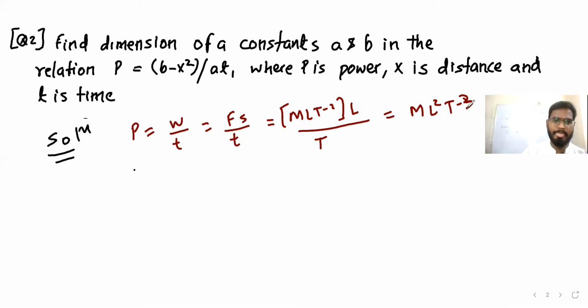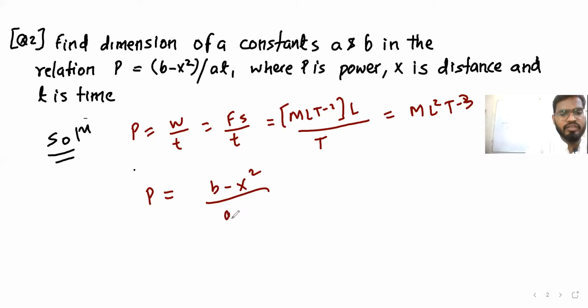Correct? Yes. So now they are asking to find the dimension of A and B. Okay, so power and time is T only, right? So power is equal to B minus x square by AT, right?